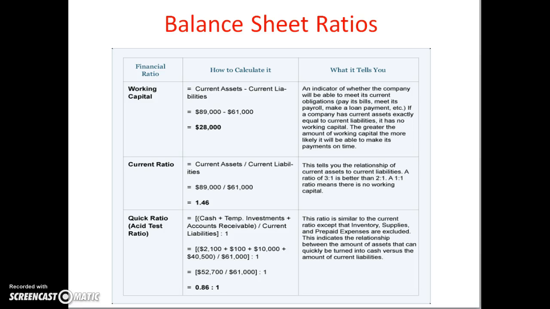First ratio we'll share with you is called the working capital ratio. It will comprise taking the current assets and subtracting the current liabilities. So we can see here our current assets of $89,000 will be subtracted from our current liabilities of $61,000, giving you a positive number of $28,000.